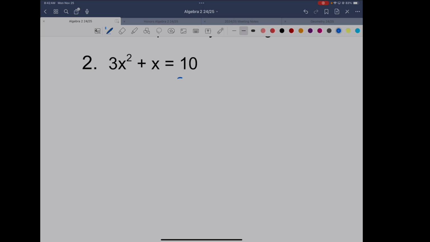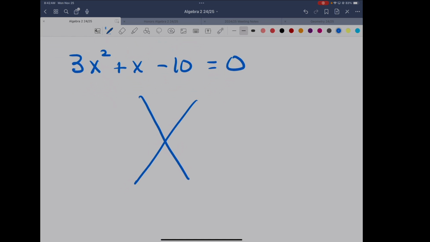So I'm going to go ahead and subtract 10 from both sides. When I do that, I've got 3x squared plus x minus 10 is equal to 0. Can't combine anything. But now I have it in that standard form that we like to have it in. Now we can go ahead and do the x method. Again, remember it's a times c. So that's negative 30. The b value is on the bottom, which is 1. One's a negative, one's a positive.